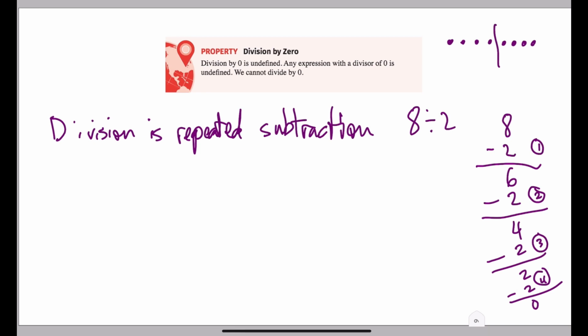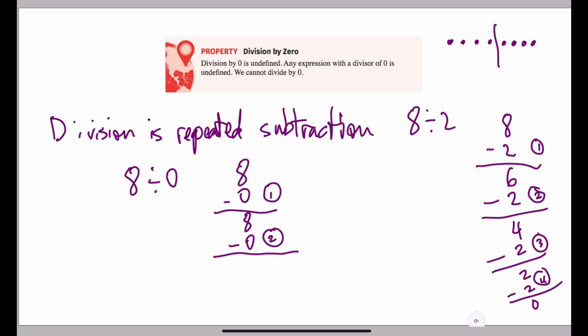Now let's do that same thing with 0. How about 8 divided by 0? So I'm taking 8 and I'm going to subtract 0. That's the first 0. What do I have left? 8 minus 0 is 8. Okay, so I can do it again. Take away 0. That's the second 0. 8 minus 0 is 8. So I can do it again. I can take away a third 0. 8 minus 0 is 8.